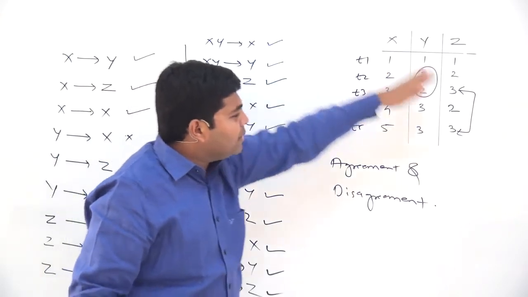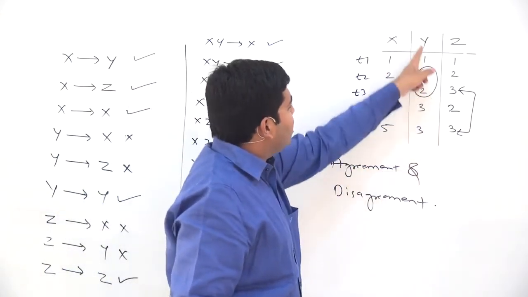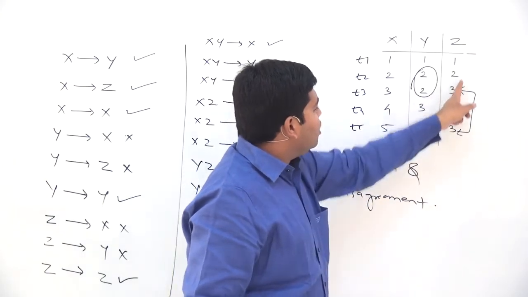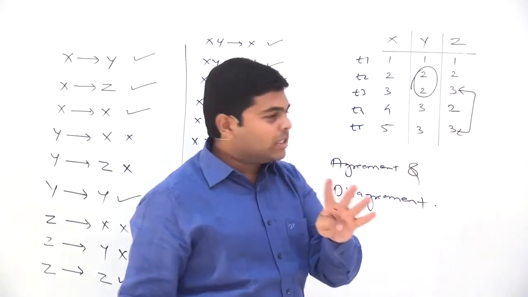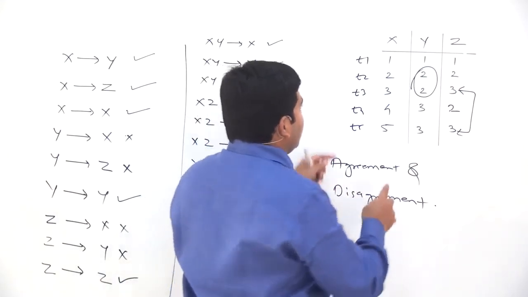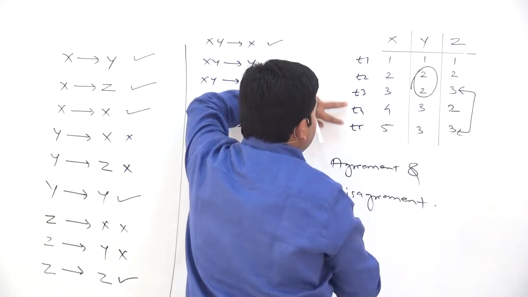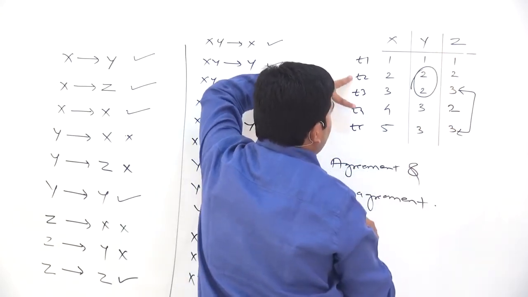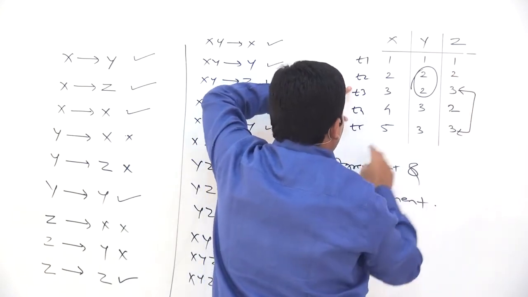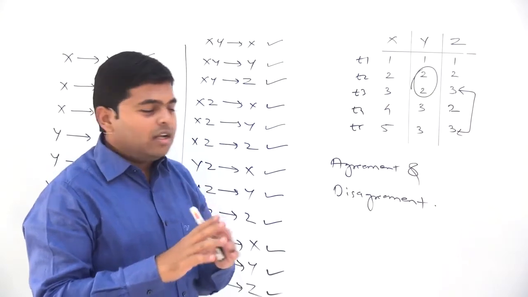So how many agreements are there in the data? There are 4 agreements: 2 agreements in the Y column and 2 agreements in the Z column. Fine, a total of 4 agreements. I will repeat the agreements once again. T2 and T3 agree upon Y, then T4 and T5 agree upon Y, then T2 and T4 agree upon Z, and T3, T5 agree upon Z. These are the 4 agreements, all others are disagreements.